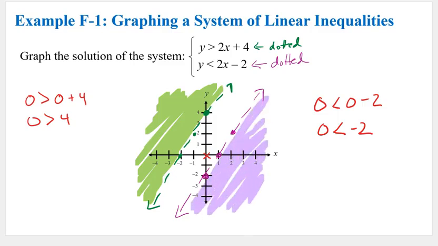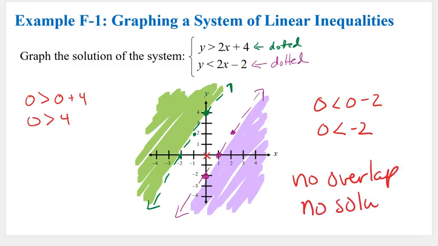So notice in this example that our shading has no overlap, right? There is no overlap. So the solution for this system would be no solution. Or if you want to use your null set, you can use that as well. So because there's no overlap, there is no solution for that. There is no point that will satisfy both of those inequalities at the same time.